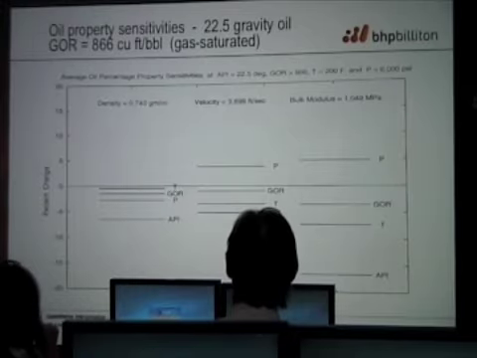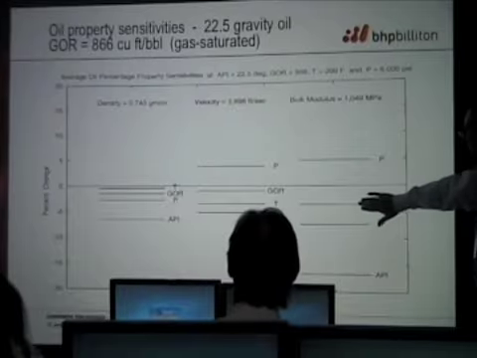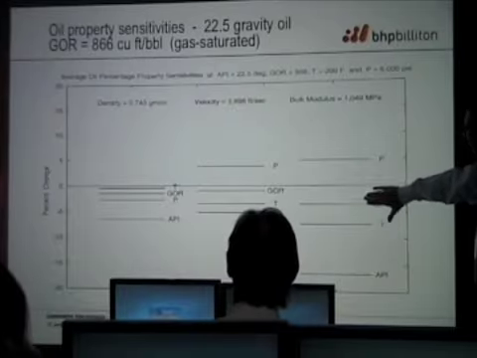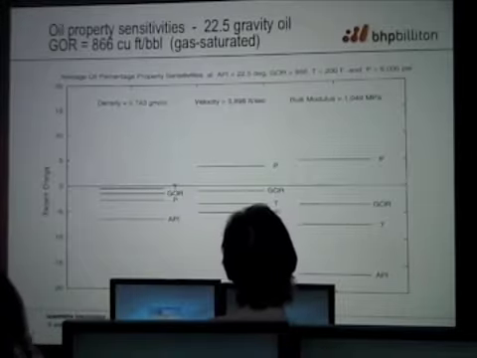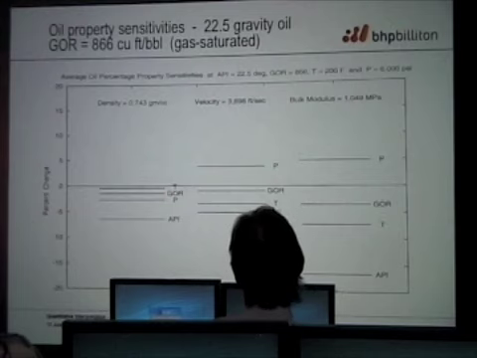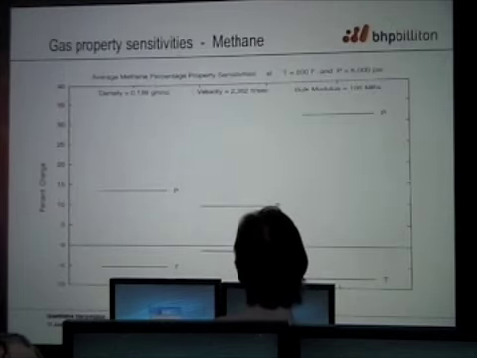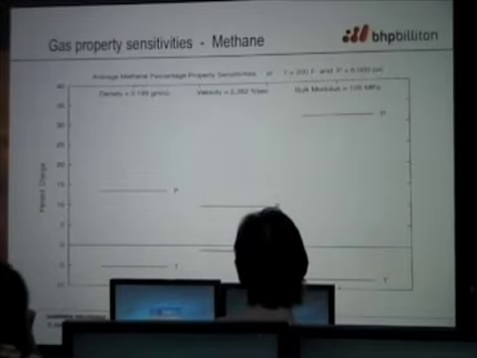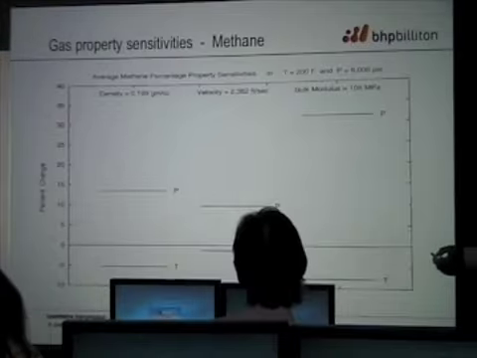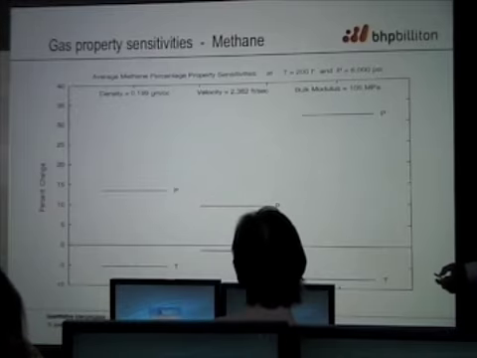This is the gas saturated case, and gas oil ratio is not terribly important really compared to the other ones. It's the least important. Here's our gas, same kind of thing. You gotta know pressure and temperature. Pressure is more important than temperature for the bulk modulus and for the density. I told you that before.